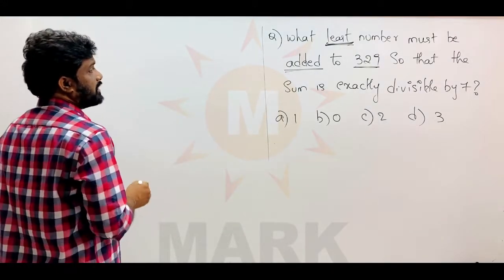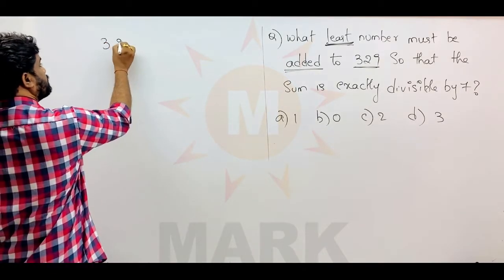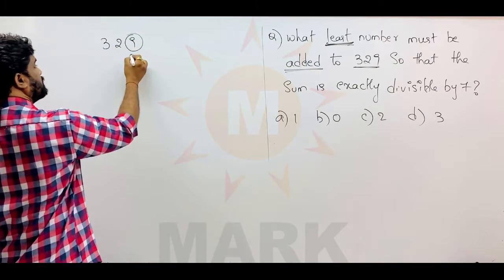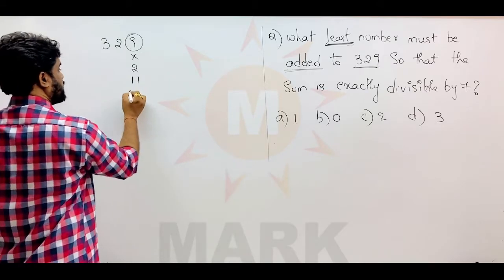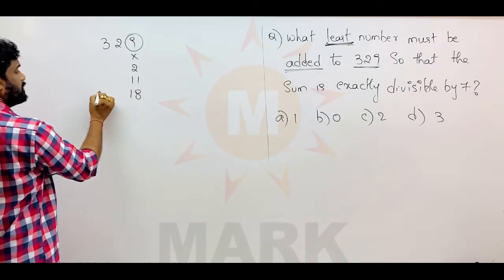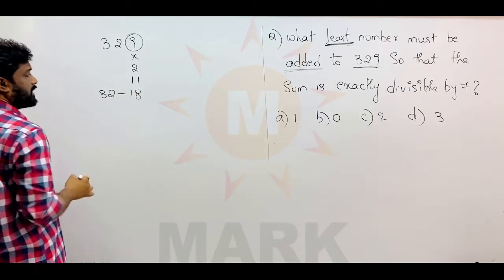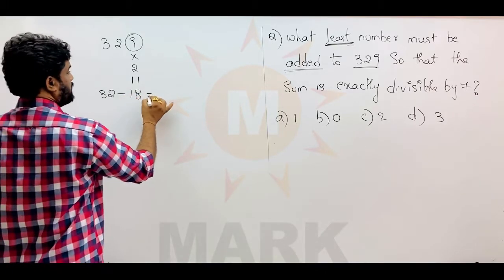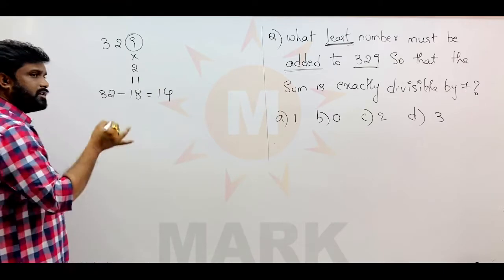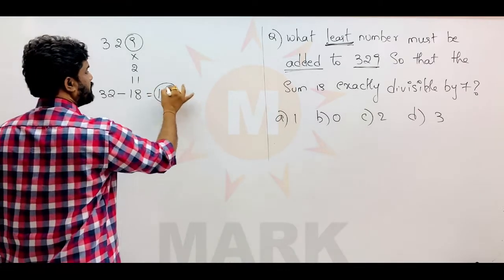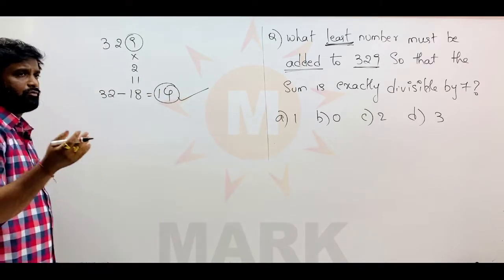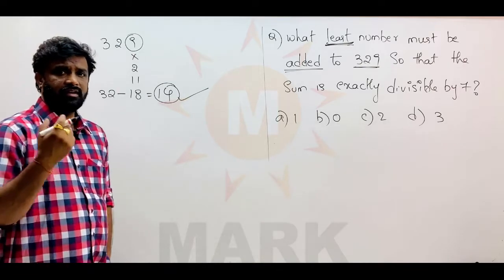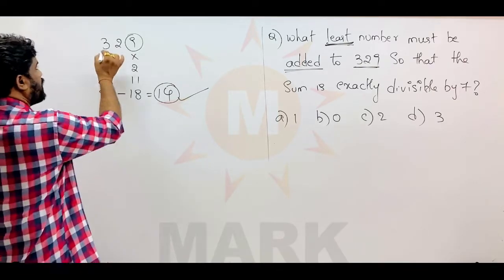My dear friends, here I am taking first of all 329, so I am checking the divisibility. Into 2 I am doing, that means I am getting 18 here. 9 2s are 18. If I subtract 18 from 32, I will get 14. Friends, 14 is already divisible by 7, no? 14 is a multiple of 7. So that means 329 is already divisible by 7.